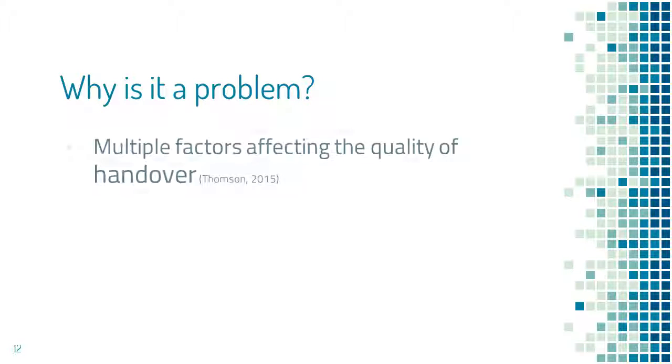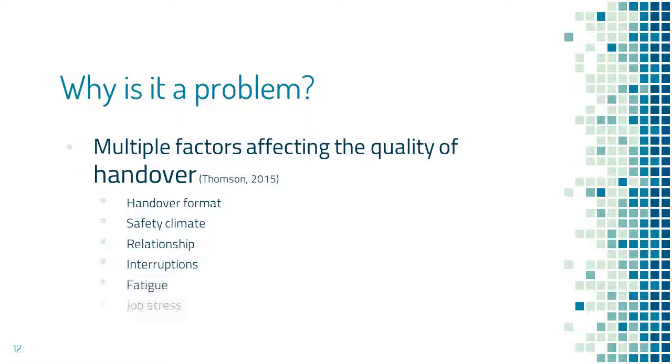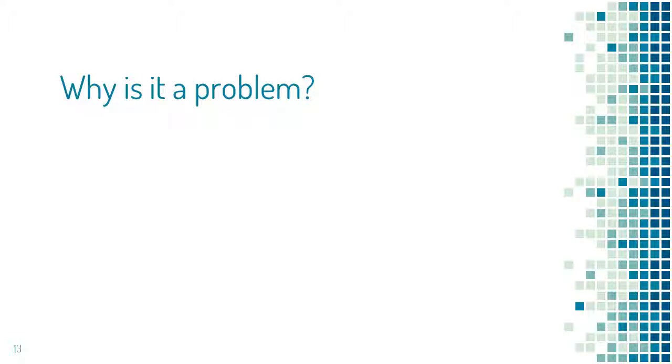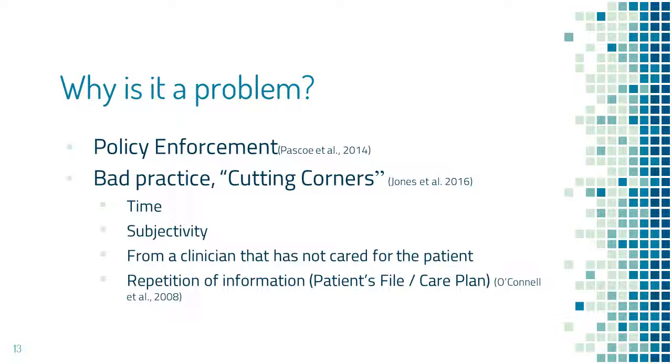Factors such as handover format, safety climate, relationships, interruptions, fatigue, job stress, and staffing affect the quality of handover. Multiple international studies reveal that clearly defined handover policy enforcement is lacking and clinicians' practices fall short of the guidelines. Also, cutting corners inhibits effective communication, which leads to preventable adverse events through shortcuts, errors, workarounds, and violations. Cutting corners is common practice in healthcare. It contributes to avoidable errors, delays in providing care, and complete or partial omission of care.